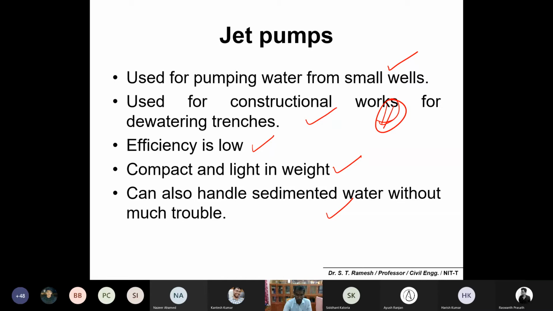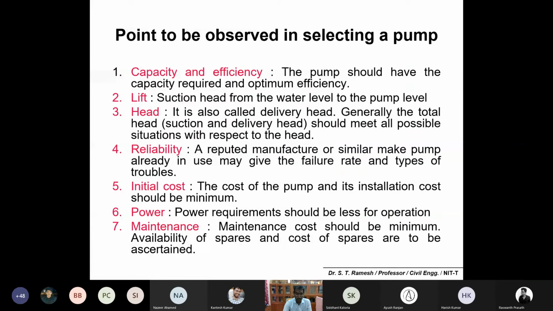That's when we prefer to go for jet pumps. Okay, and these are the points to be observed in selection of the pump. So now we have seen centrifugal pump, reciprocating pump, submersible pump, air pumps, or screw pumps, and the last one is the jet pump. Is it okay? Is it fine?